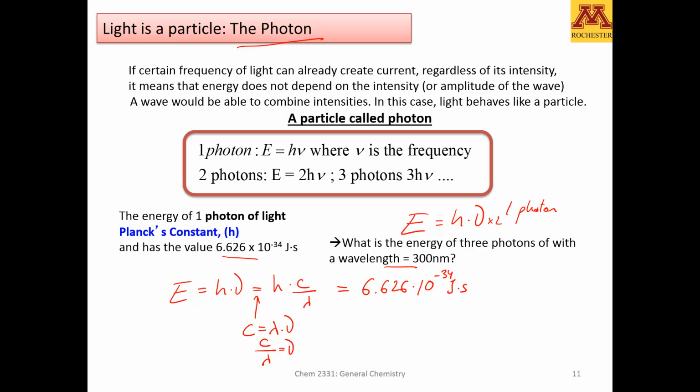Planck's constant is 6.626 times 10 to the negative 34 joules per second. Now the speed of light is a constant in vacuum, 3 times 10 to the 8 meters over second, and the wavelength, 300 nanometers, is 300 times 10 to the negative 9 meters. So 300 times 10 to the negative 9 meters. If we did this right, meters and meters, seconds cancel with seconds, and this will be joules, and that would be the energy of 1 photon. The energy of 3 photons will be the energy of 1 photon multiplied by 3. Hopefully that makes some sense.